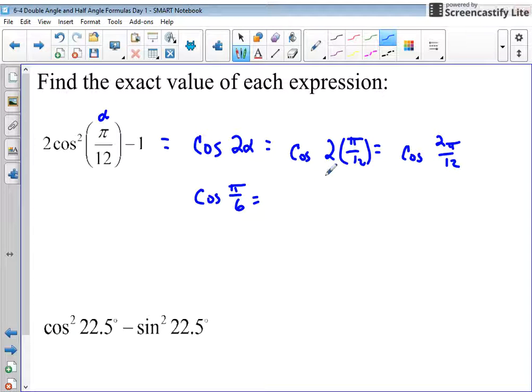And what is the cosine of pi over 6? Very good. Radical 3 over 2.